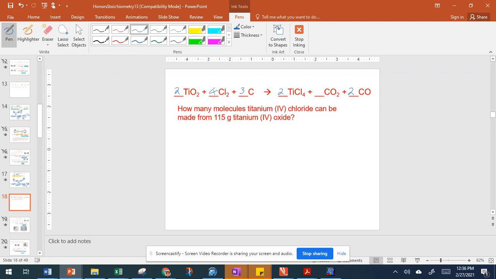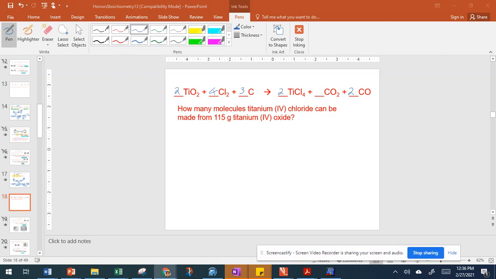So whenever you're doing it, no matter what kind of problem you're doing in stoichiometry, the first thing you want to do is make sure you have a balanced equation. So we actually did this reaction the other day. So I have it up here, and I've already balanced it since we worked through that the other day. And now we're going to look at what the problem is giving us. So it's giving us 115 grams of titanium 4 oxide. It's asking how many molecules of titanium 4 chloride.